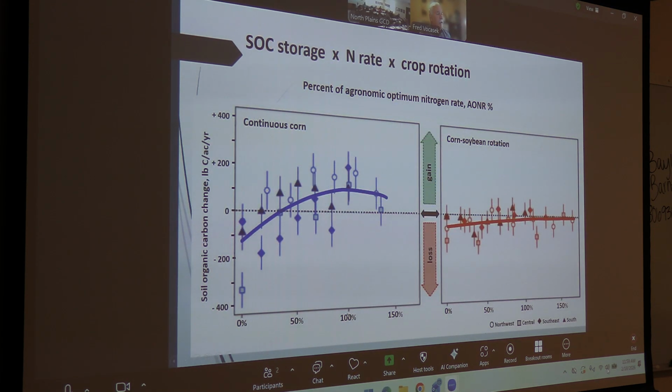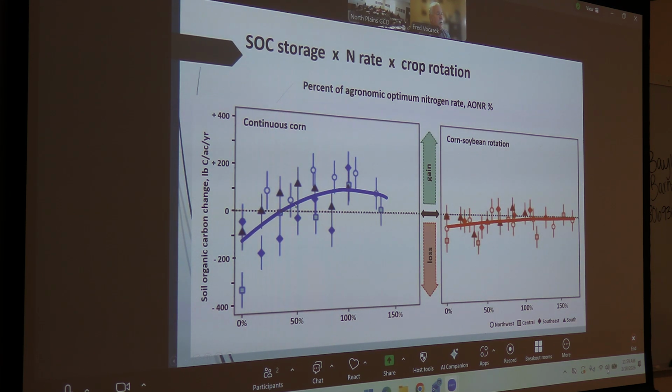Now, because there were different locations, they averaged the nitrogen rates and the change in soil organic matter or organic carbon. It is this. So the dashed line is even. If we see the rate above the dashed line, we're gaining organic matter. If it's below the line, we're losing organic matter. And they looked at the optimum nitrogen rate. So 100% is the optimum nitrogen rate.